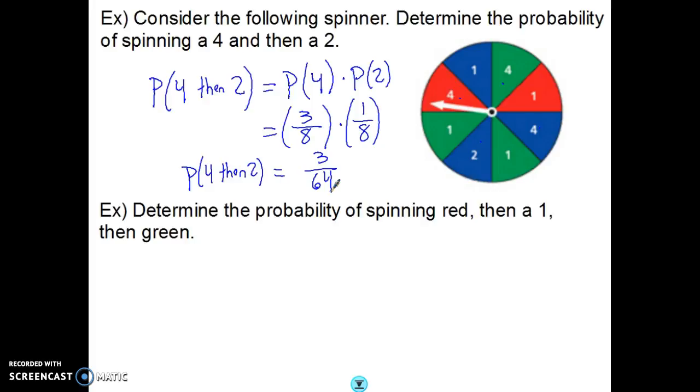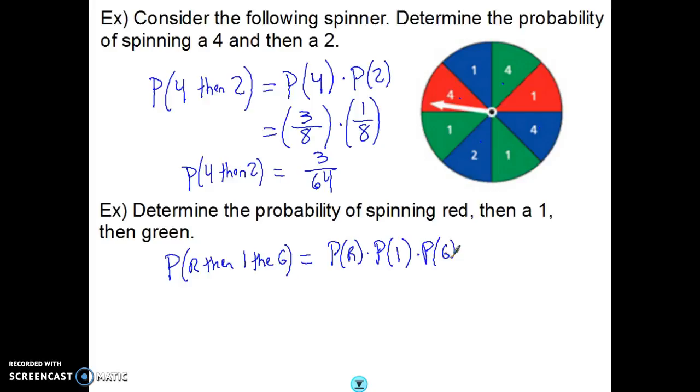We can also do this with more than 2 consecutive events. Let's say we want to determine the probability of spinning red, then a 1, then green. They're still all independent because one event happening does not affect the chances of the next one. So to find this probability of red, then 1, then green, we just have to multiply them all together. So probability of red times the probability of 1 times the probability of green.